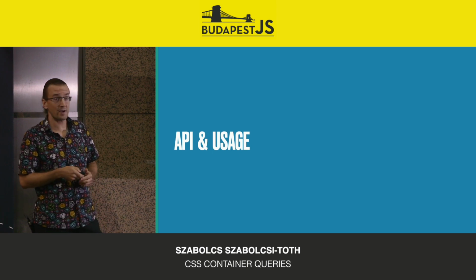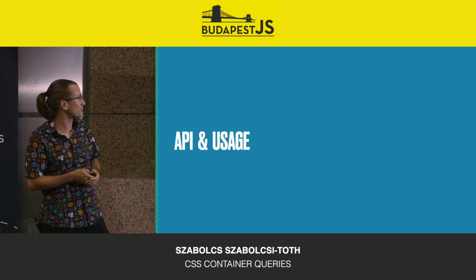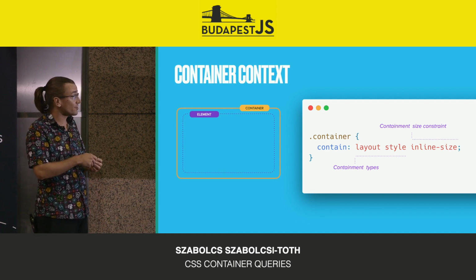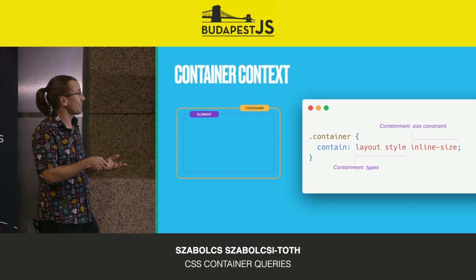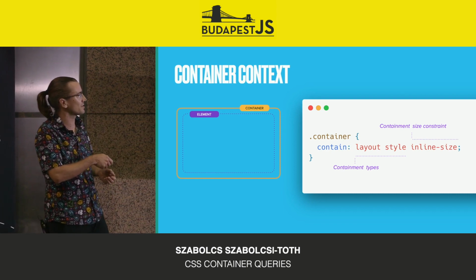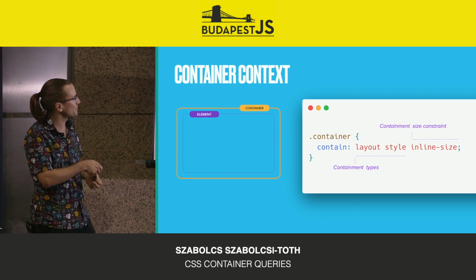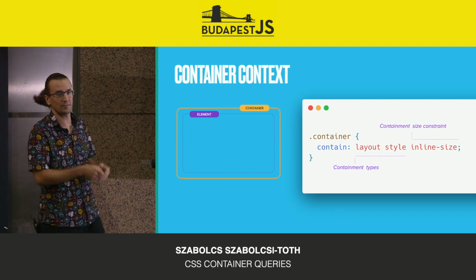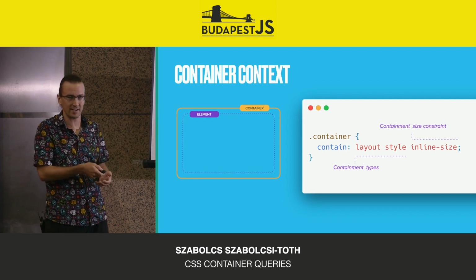Let's move over to the API and usage because that's basically how it works. It's pretty easy. For the container, you create this context, and this is how it looks. You create the containment types and you create the containment size constraint. This means I will create a containment context for layout and style, like the block is doing a layout context.